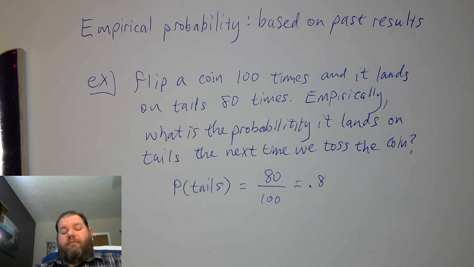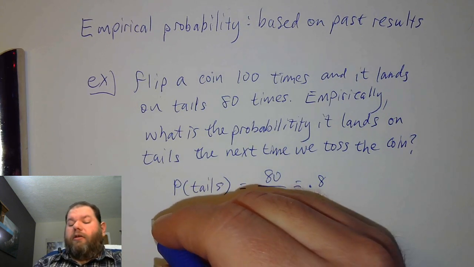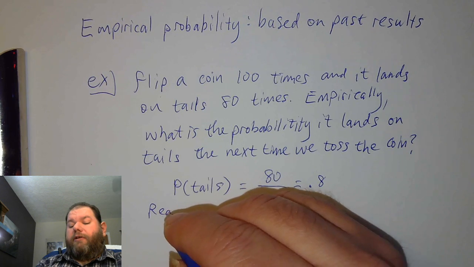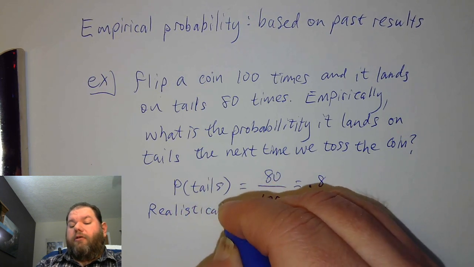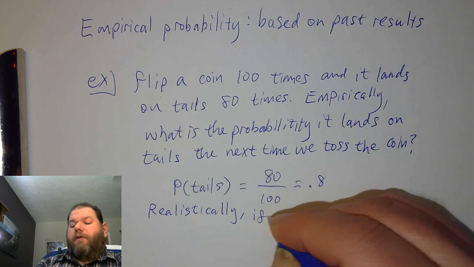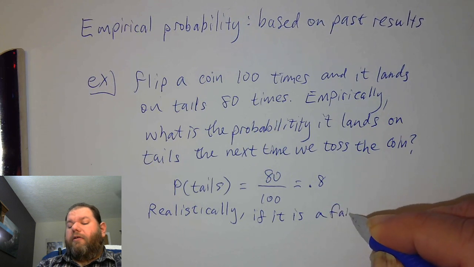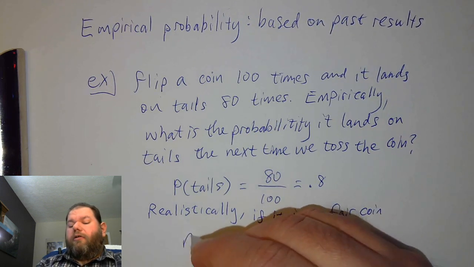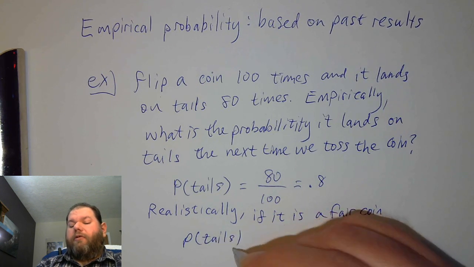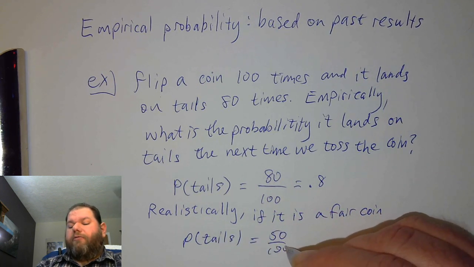Okay? And so our observation there means that perhaps this really is not a fair coin, for whatever reason. But realistically, if it is a fair coin, the probability of tails is 50 out of 100, or 0.5.